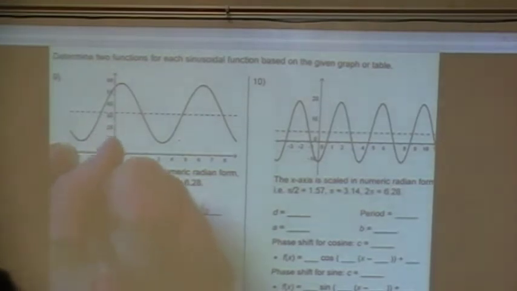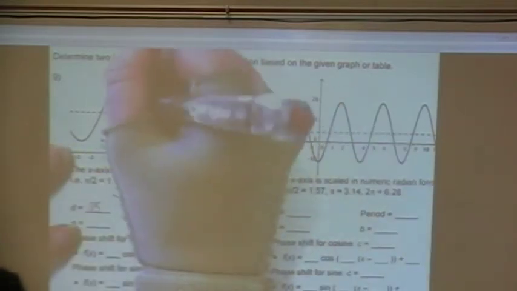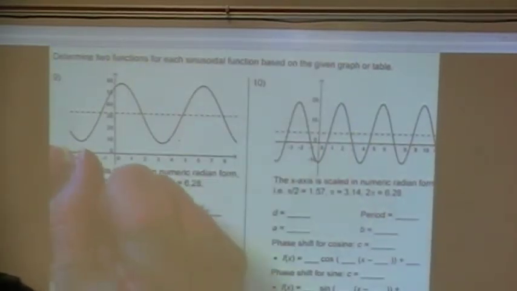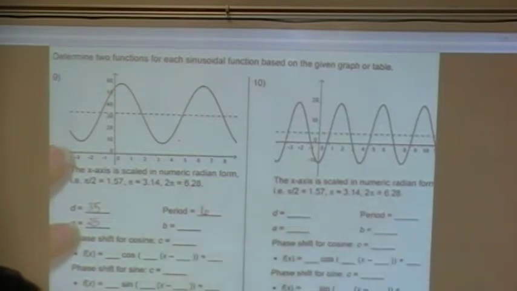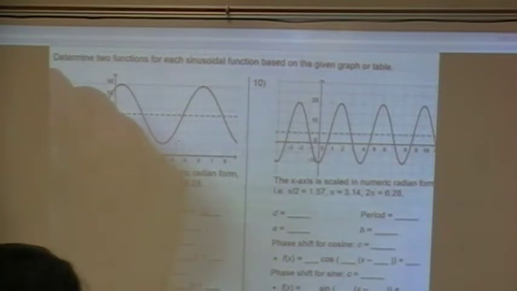Okay, so we identified our D value was 35 by counting up to the dotted lines. We got our A value from going dotted line to peak. So that was 25. Now I know my period is 6. Now, you're going to have to calculate your B value using the same formula that we were using yesterday. So P equals 2 pi over B.